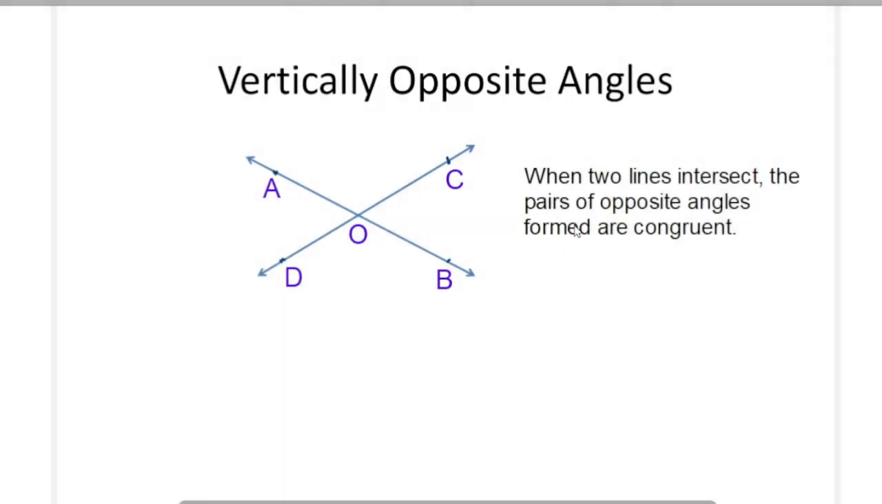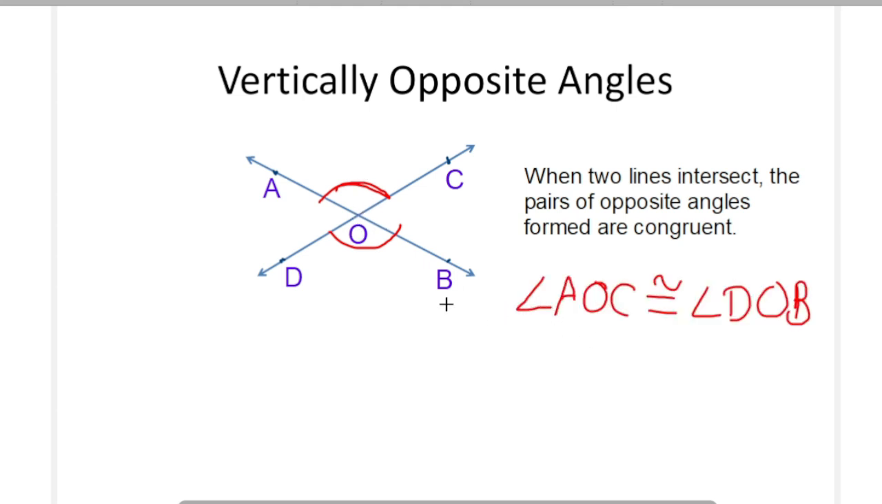So this is one important property. When two lines intersect, the pair of opposite angles are congruent. See this angle and this angle. These are a pair of vertically opposite angles, opposite to each other. So these two angles are congruent. So angle AOC is congruent to angle DOB. The first pair of vertically opposite angles is congruent.